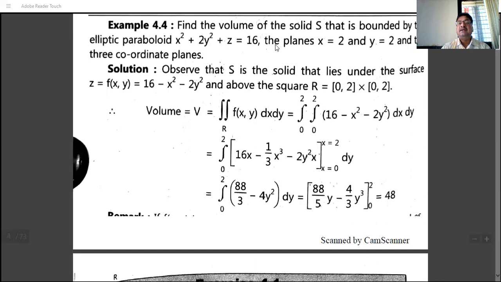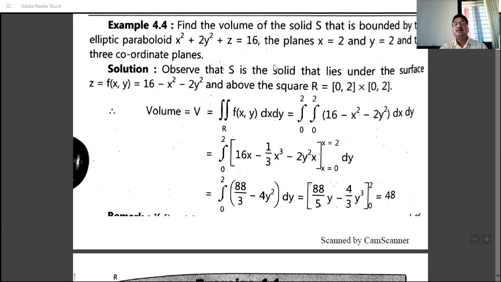Similar problem: find the volume of the solid S that is bounded by the elliptic paraboloid x square plus 2y square plus z is equal to 16, the planes x is equal to 2, y is equal to 2, and the three coordinate planes. We observe S is the solid that lies under the surface z is equal to f of x, y, which is 16 minus x square minus 2y square, and above the square R.